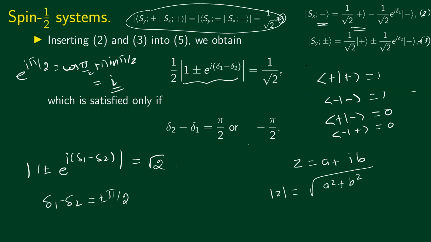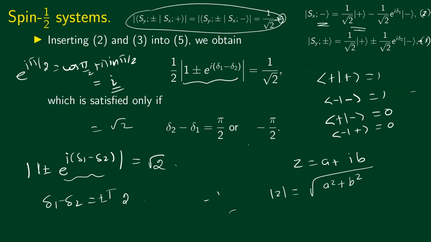Let me repeat. If the modulus of this complex number is square root of 2, and the real part is 1, what we need is the square root of real part square plus imaginary part square, and this has to be equal to square root of 2. This means that real part square plus imaginary part square is 2. So if the real part is 1, the imaginary part also has to be equal to 1, which again means that e raised to i(delta 1 minus delta 2) has to be plus or minus i. And this happens for delta 1 minus delta 2 equal to plus or minus pi by 2. That's how we found that.